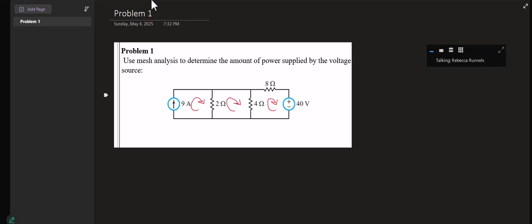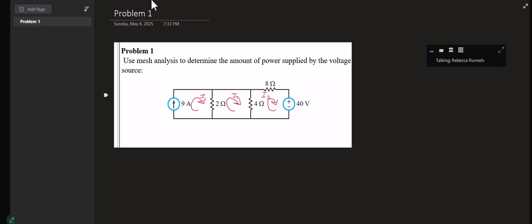I do mine clockwise, but it doesn't matter. You can do clockwise or counterclockwise. I do recommend that you do them all in the same direction. And then for each loop, you will go around and do a KVL for each loop.